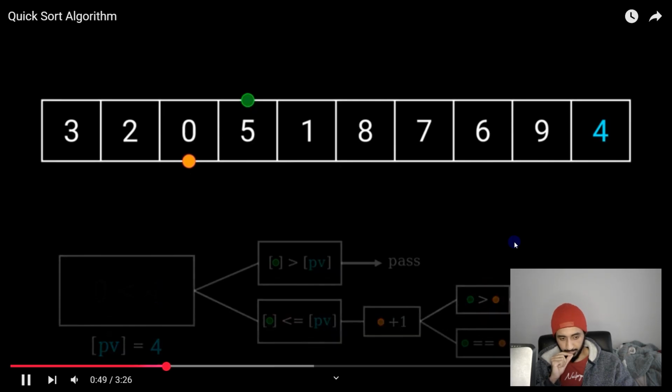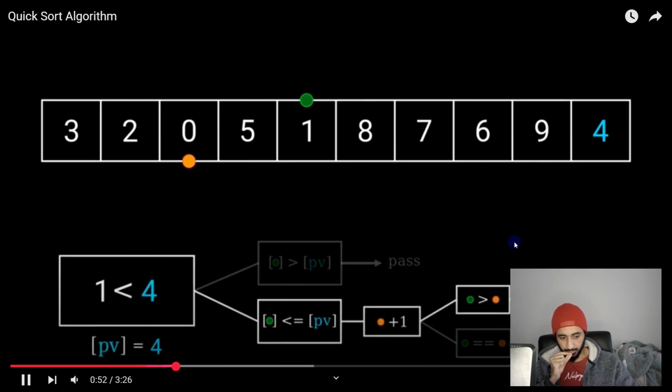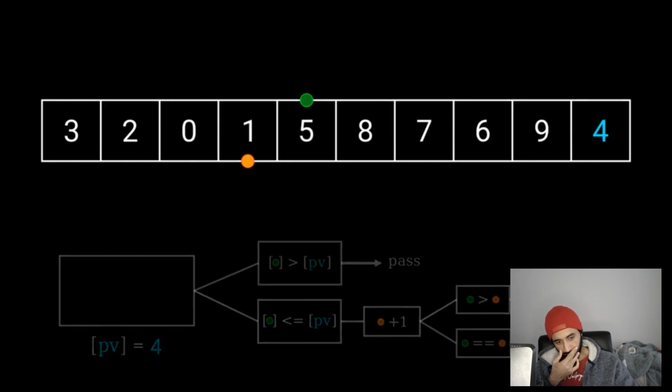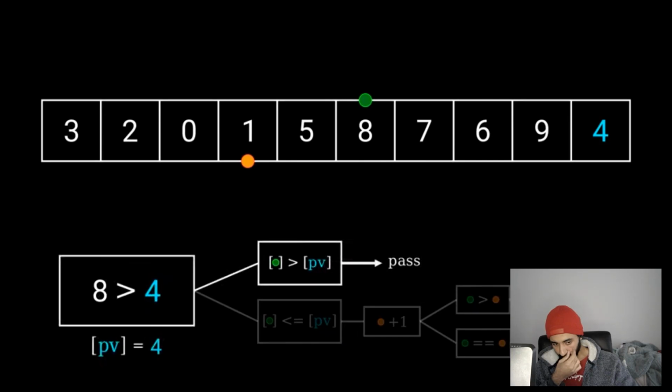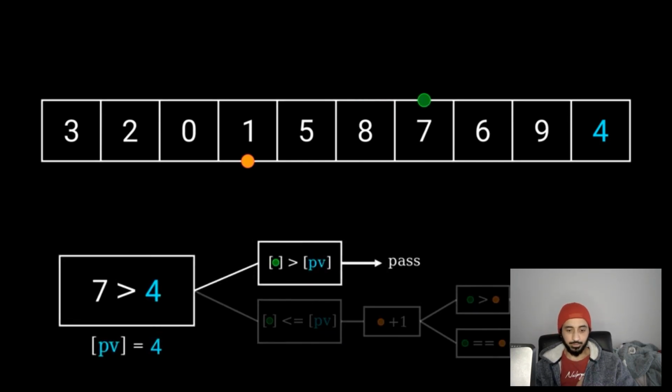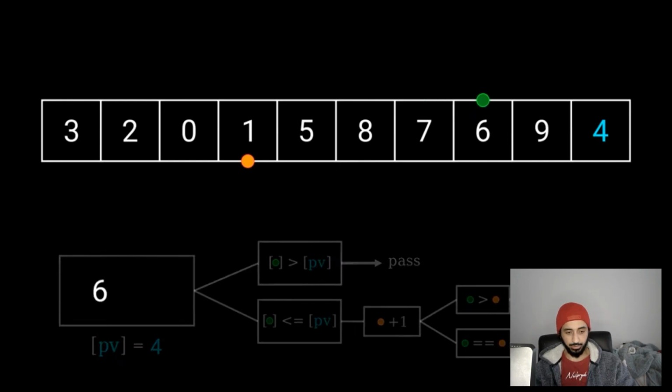And then keep going, doing the same thing. Swap those two. This is greater, so just pass. This is greater, so just pass. The rest are all greater, so you're just gonna do nothing.